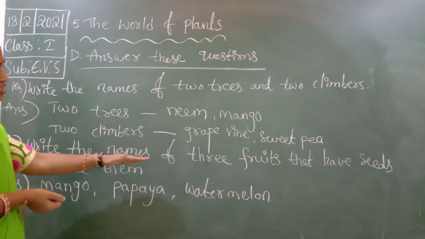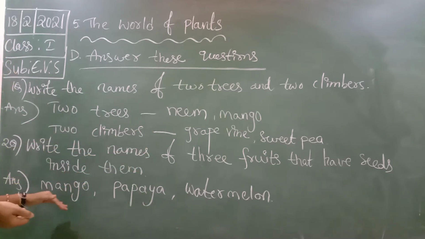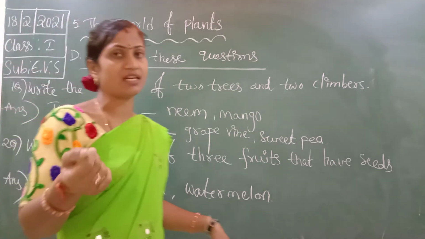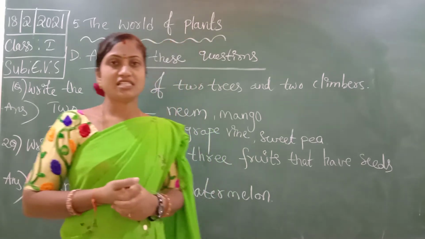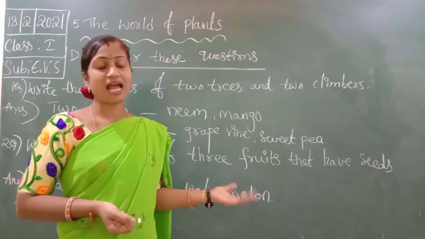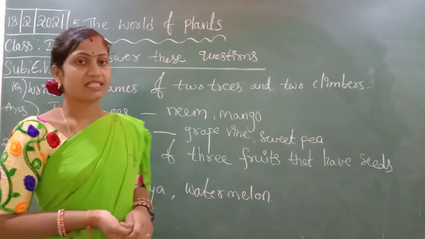Next, write the names of three fruits that have seeds inside them. Mango has only one seed. Papaya has many seeds. Watermelon has some seeds. Like that, you have to write custard apple, as you wish. Next.